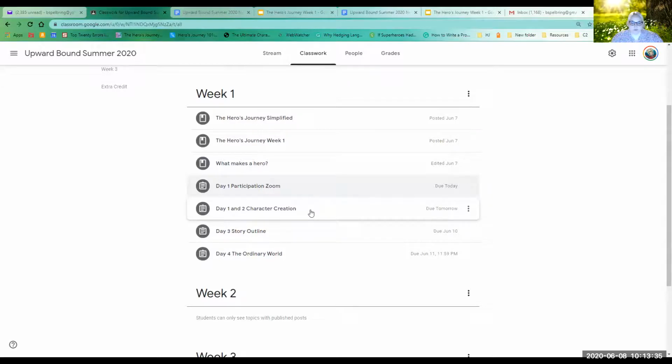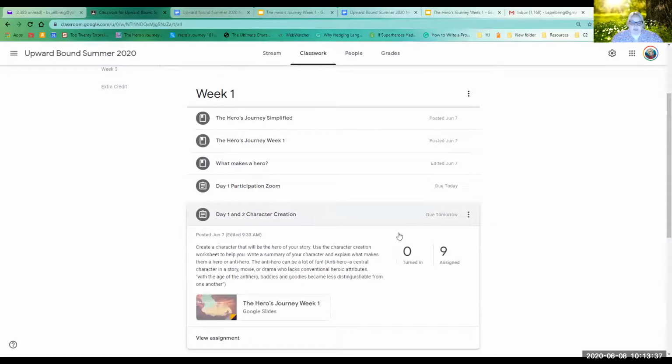attending the Zoom participation. And what you need to do for today and tomorrow is to create your hero. So this can be anything you want. Create a character that will be the hero of your story. Use the character creation worksheet to help you. Write a summary of your character and explain what makes them a hero or anti-hero. The anti-hero can be a lot of fun.